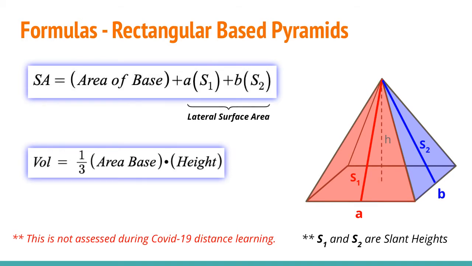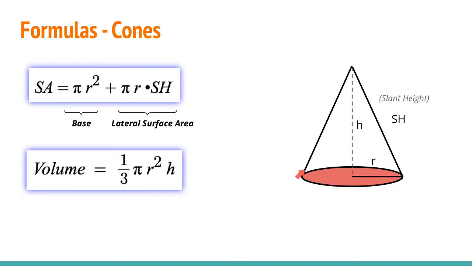Let's move on to cones. Cones are just like pyramids. They have a base and they have a height and they have a slant height. So we just use the formula for surface area. You just take pi r squared, the radius that you're given, plus pi r times the slant height, where you're given the same radius again times the slant height that you see here.